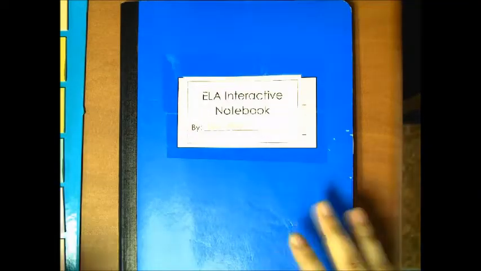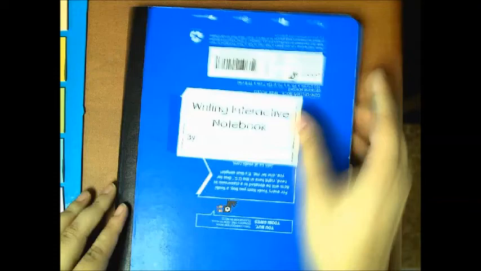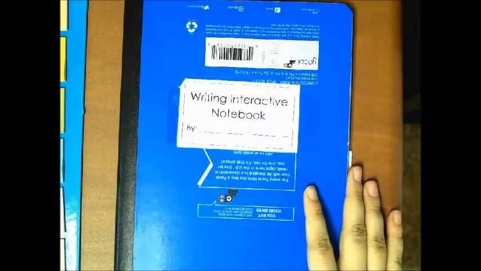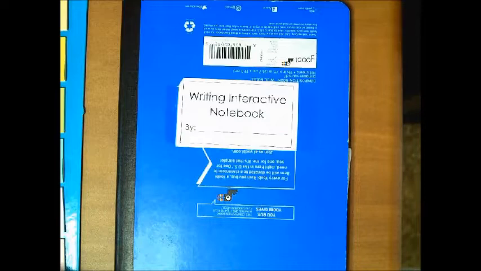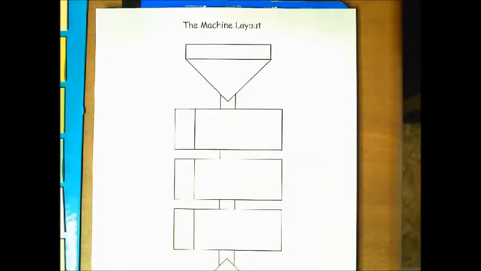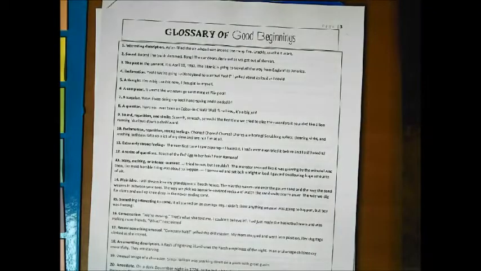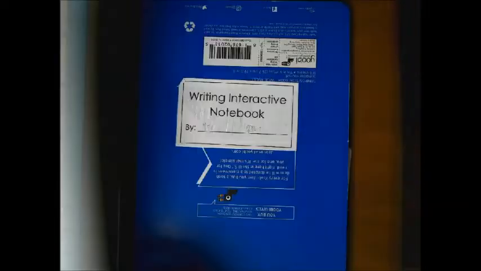This lesson, we will be looking at our argumentative IAN. So you're going to need to flip over your interactive notebook to the writing side. You should have received two papers. The first one should look like this. It should say the machine layout at the top. And the second one is a really thick packet, and the first page says Glossary of Good Beginnings.